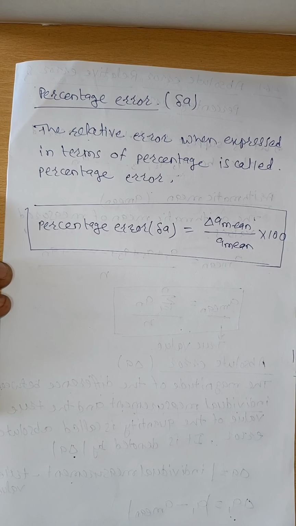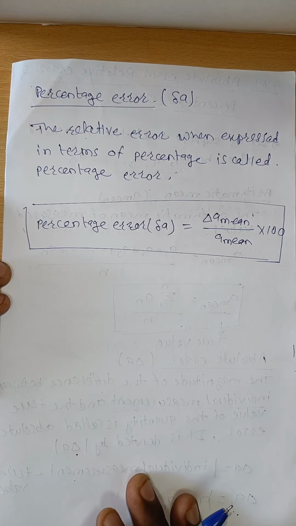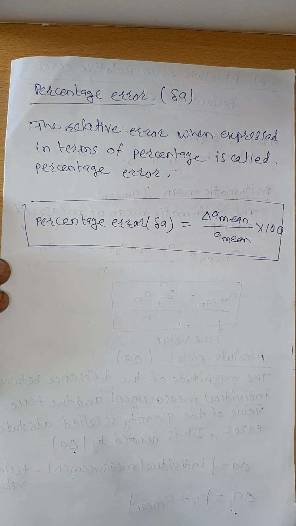Percentage error means when the relative error is expressed in terms of percentage, that is called percentage error. Percentage error is delta A divided by A, multiplied by 100. Okay, now this is the percentage error. We have to see one example based on this topic.